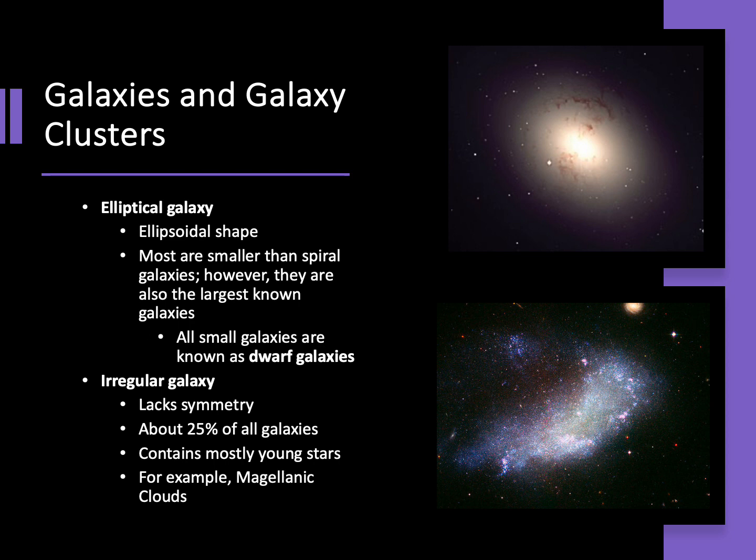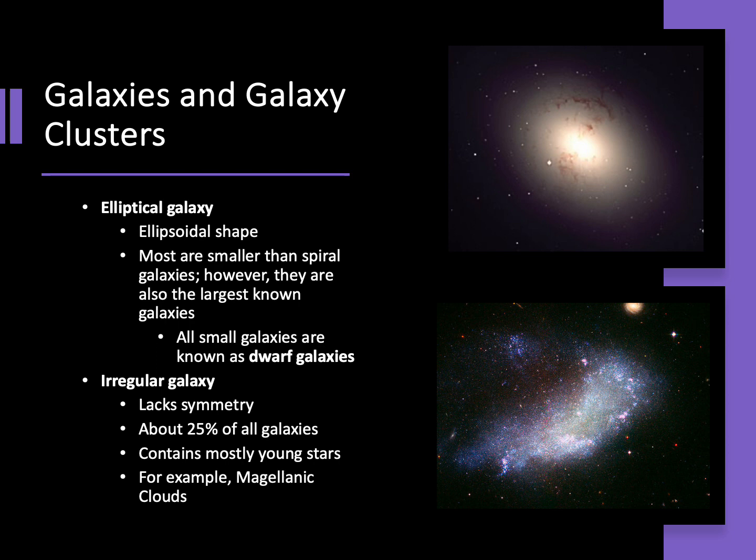But to make it complicated, the largest galaxies that we've ever discovered have also been elliptical galaxies. So we see that more often than not, these elliptical galaxies are very small, and we call them dwarf galaxies. But at the same time, some of the largest galaxies we've ever discovered are elliptical in shape as well.